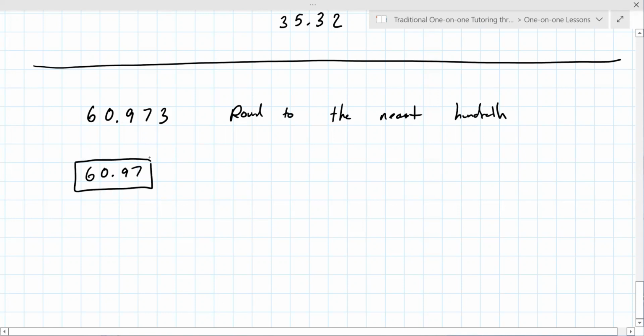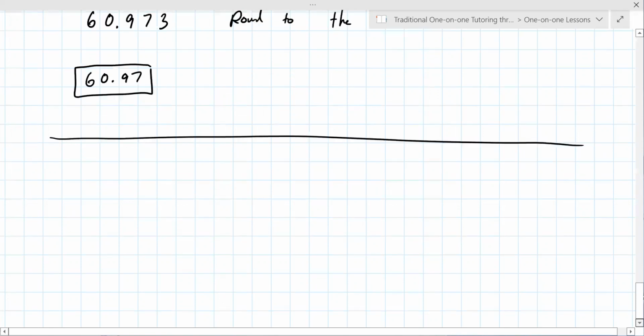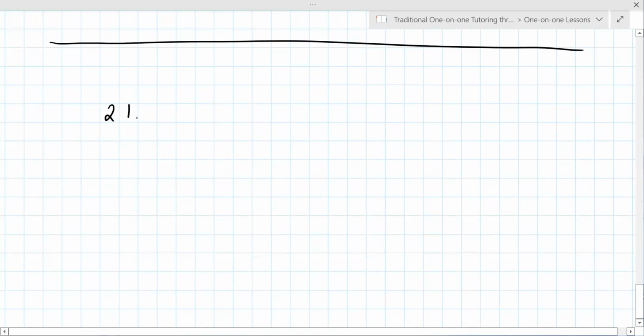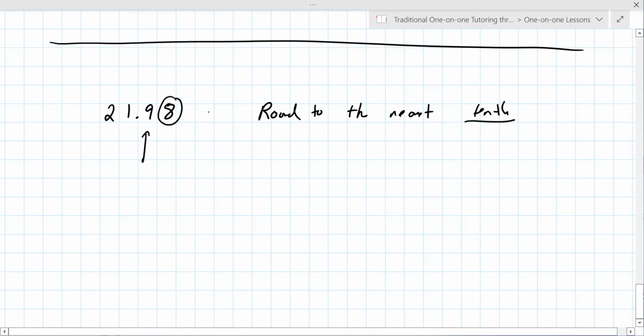Okay. Now we're going to look at a new problem here together. Let's say it's 21.98. And let's say we want to round to the nearest tenth. Okay, so what digit is in the tenths position? 9. And what digit is to the right of it? 8. Does 8 round up or down? It rounds up. Okay, so we want to take 21.9, and what are we going to add to it this time?